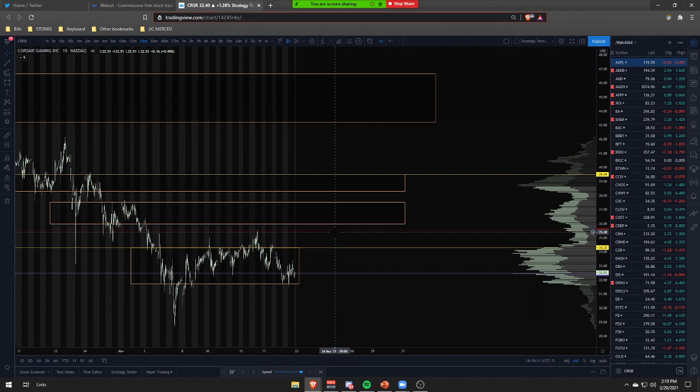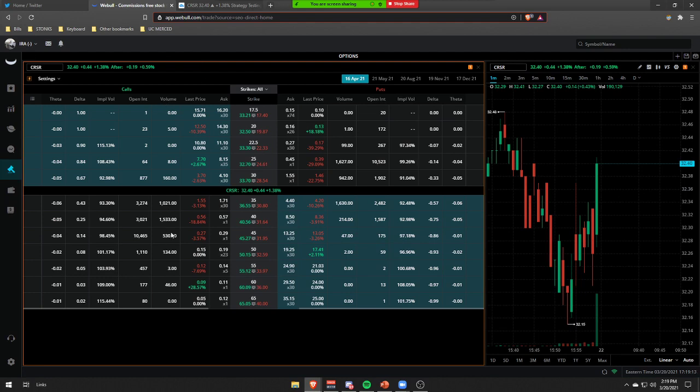Volume on calls, total amount of time contracts have been traded. Yeah, so anytime a contract gets traded, it gets added to the volume. The open interest is basically how many contracts are available.